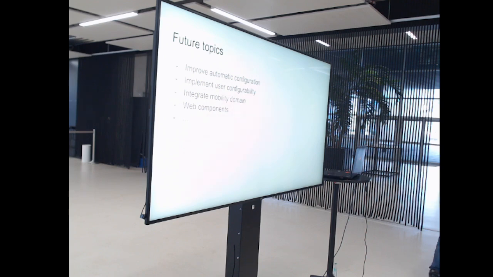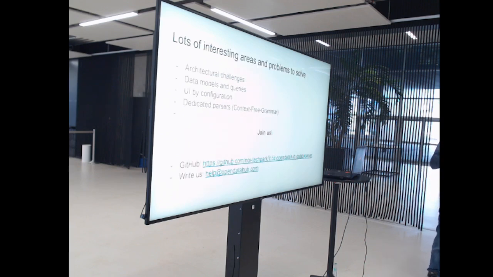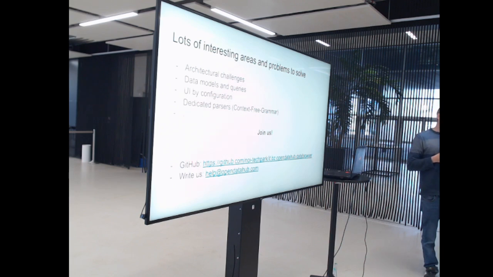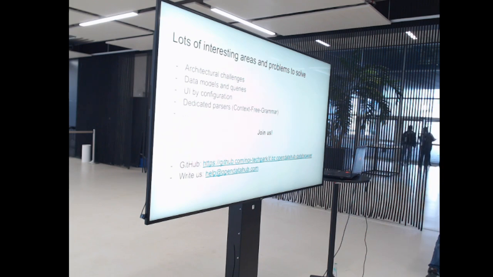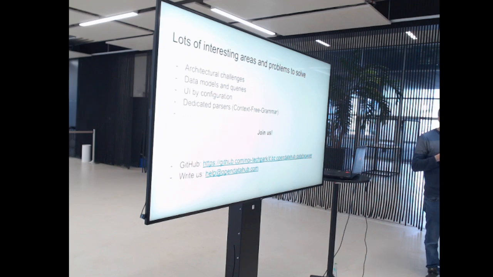And there is lots of other stuff that we want to do. Yeah, lots of interesting areas and problems to solve. We have a lot of architectural challenges and discussions going on. How to organize the code, how to find the right abstraction level inside the code, how this code should work together, for example. We have also discussions about, for example, styling. How do we apply correct styling, or what is our idea of styling? How do we want to use that?